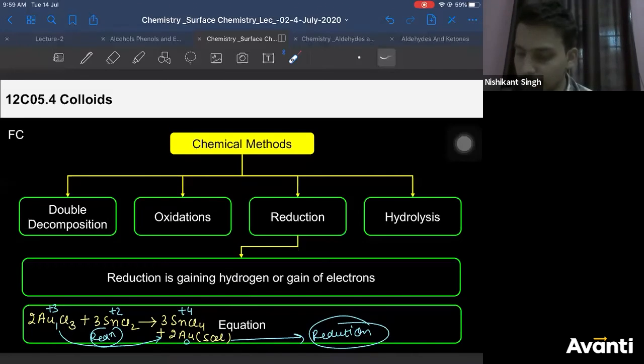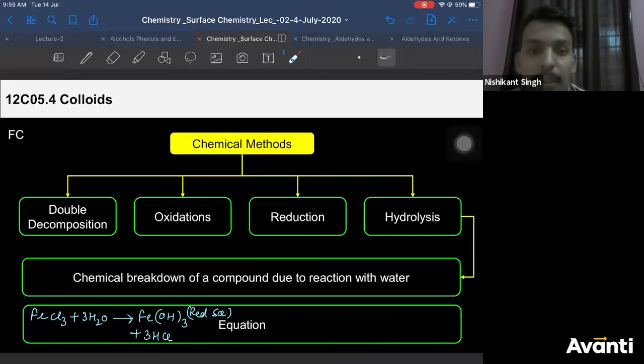The last is hydrolysis. This is the important one. Any doubt, anyone? Yes, guys, if there is any doubt, please quickly ask. Correct, Veerbhadra. We have taken the AuCl3 example only.